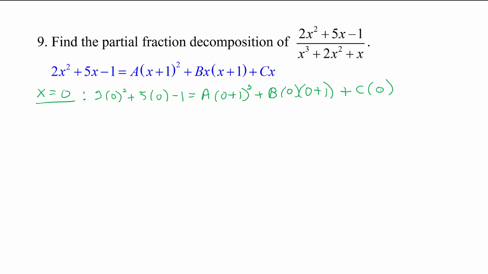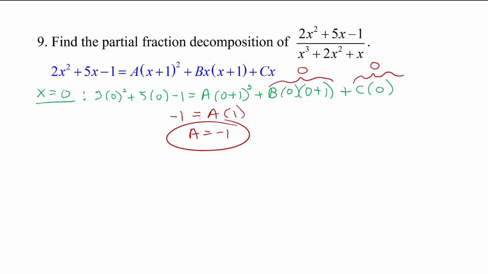So you can see that for the b's and the c's, b times 0 plus 1 is 0, and c times 0 is 0. So what I'm left with here is negative 1 equals a times 1, or a equals negative 1. Okay, I've solved for a. Life is good, right? I've got a equals negative 1.